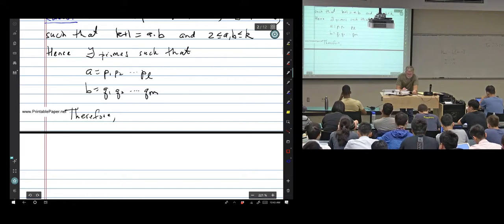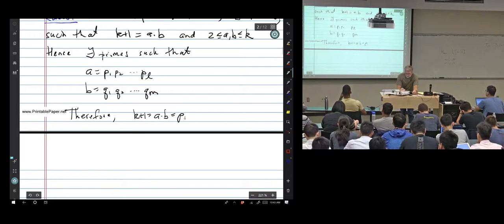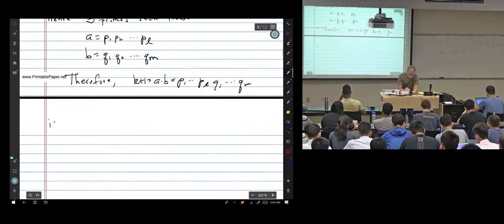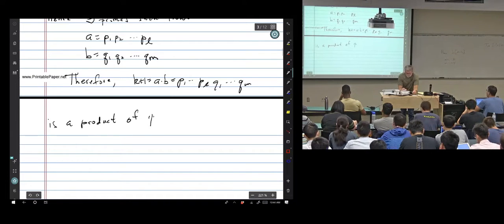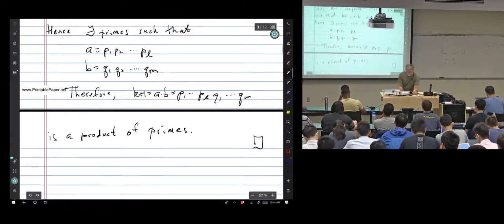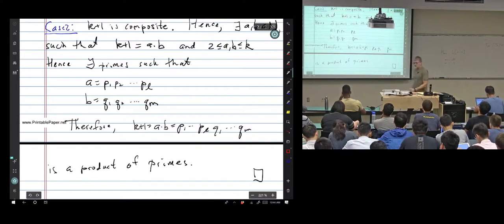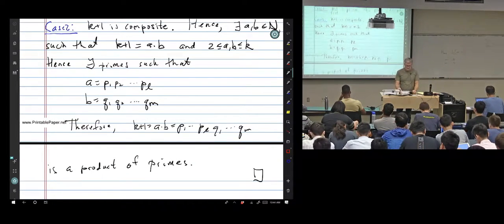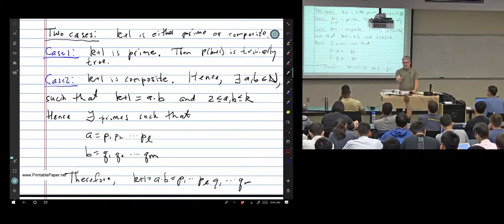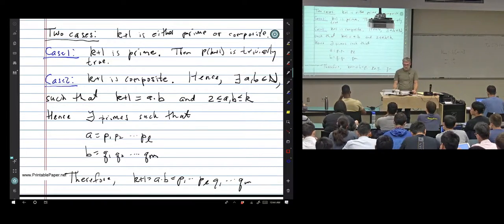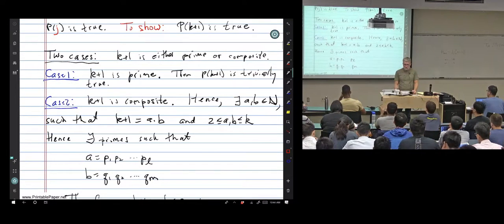And so therefore, K plus 1 equals A times B equals P1 to PL, Q1 to QM, which is a product of primes. Bingo. And that's it. Questions? So it's not necessary for us to consider two cases again when it comes to A and B. We just have to say B1, B2.